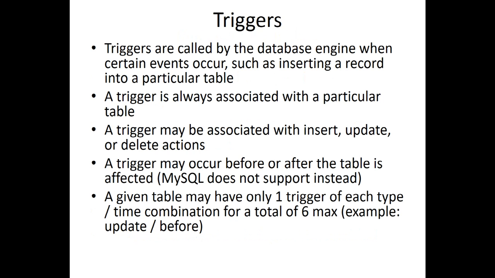Next, we have triggers. Triggers are called by the database engine when certain events occur, such as inserting a record into a particular table. The trigger is always associated with a particular table. It can be associated with an insert, an update, or a delete action. A trigger can occur before or after the table is affected.